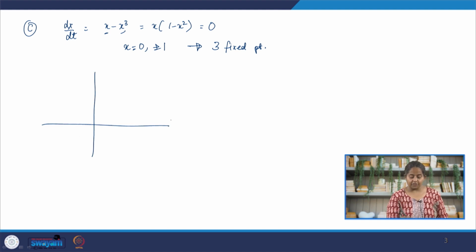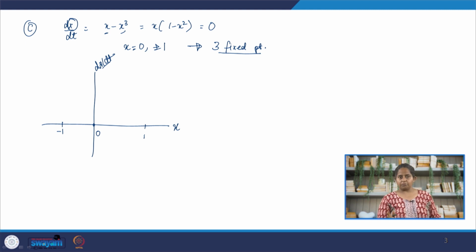On the x-axis, we put our only variable. This is a one-dimensional system. On the y-axis, we put the rate at which this variable is changing, dx by dt. We know dx by dt will be 0 at these 3 fixed points. So we plot the fixed points first: minus 1, plus 1 and 0. So these are our fixed points. Now we need to draw the plot.